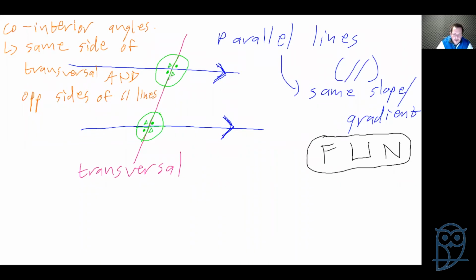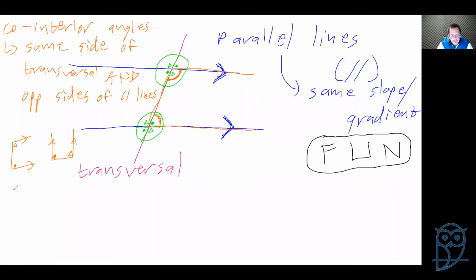So this, for example, that angle there and this angle here would be co-interior angles because they're on opposite sides of my parallel lines. Top one is on the bottom and bottom one is on the top, but they are both on the right of my transversal. And here you can see they create a kind of a C or a U shape, both on the inside.